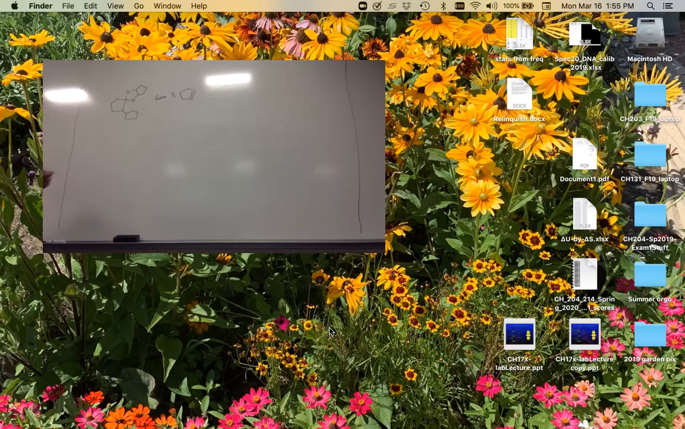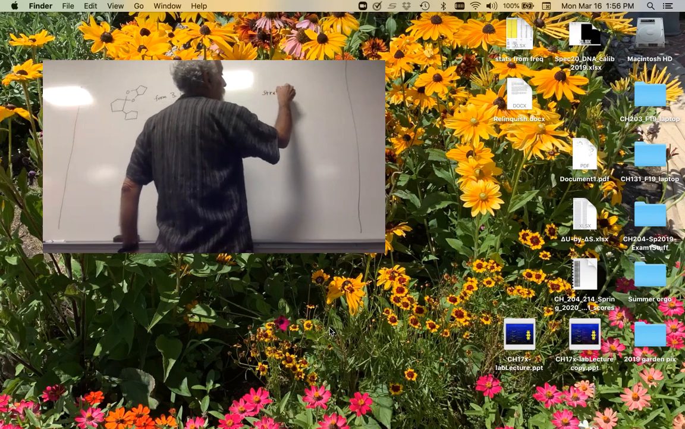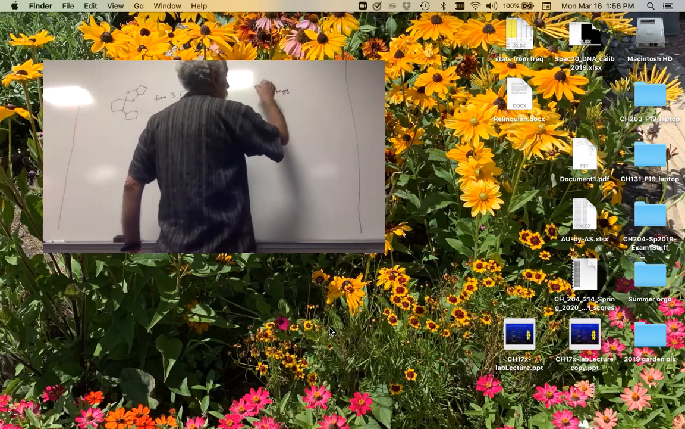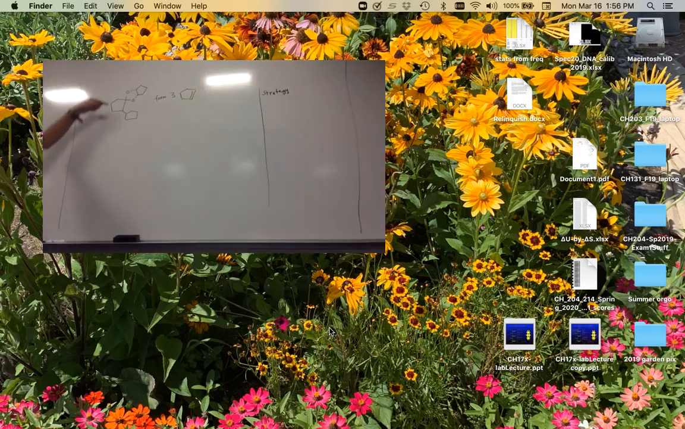Okay, so we can, just on our piece of scratch paper here, let's just write out the strategy, and then we can finish up with the synthesis. So I'm looking at this and I see, oh, that's an acetal, right? It's an sp3 hybridized carbon bonded to 2 oxygens. And so this is an acetal.